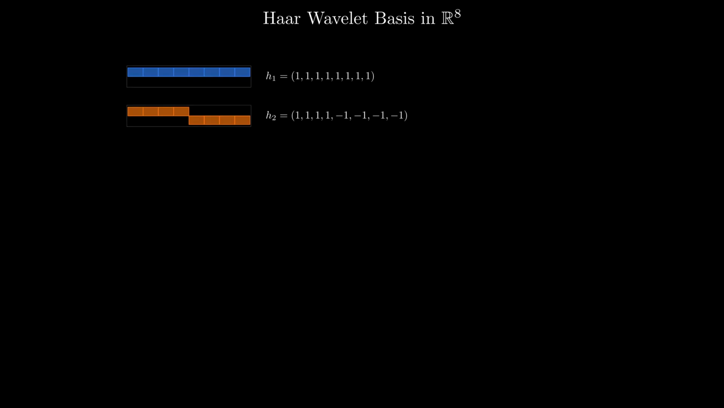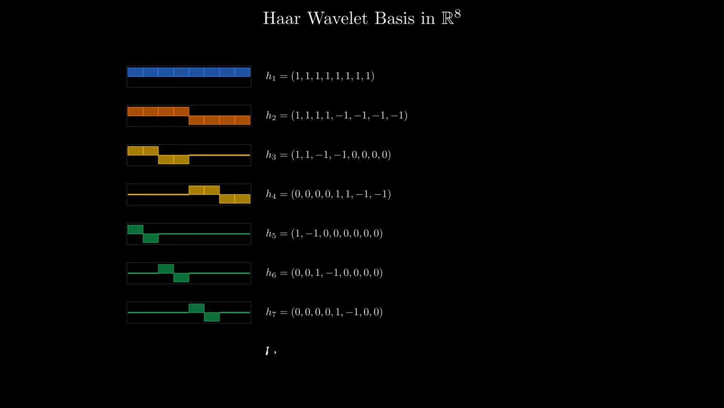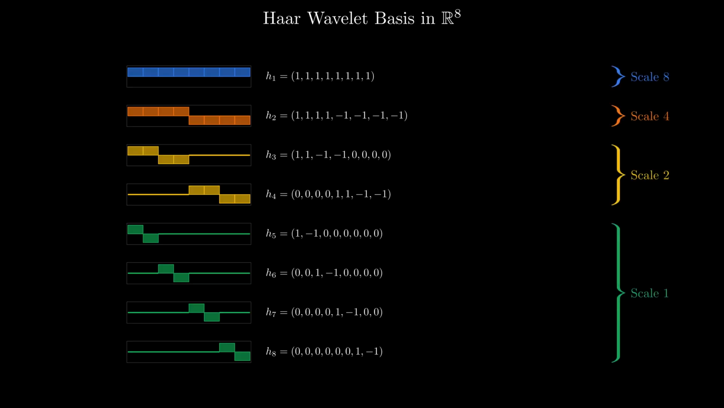Here's the full Haar wavelet basis in 8 dimensions. The first vector is all ones. That's the average, the scale 8 piece. The second is +1, +1, +1, +1, -1, -1, -1, -1. It compares the left half to the right half at scale 4. The next 2 split each half again at scale 2. The last 4 are the finest detail. Each one is +1, -1 on just 2 adjacent pixels, 0 elsewhere. 1 vector at scale 8, 1 at scale 4, 2 at scale 2, 4 at scale 1. Multi-scale structure baked directly into the basis.